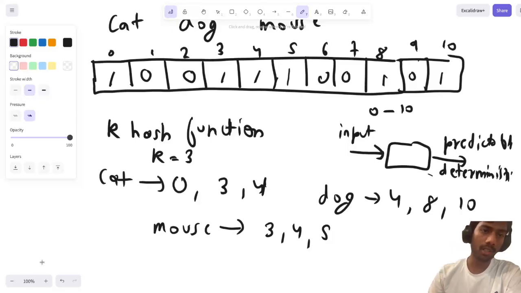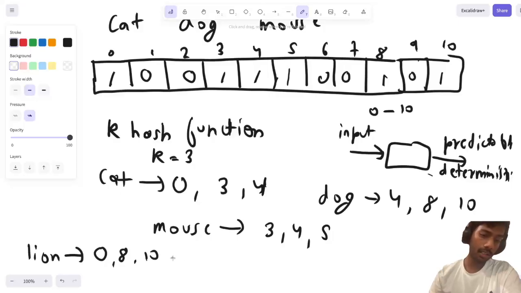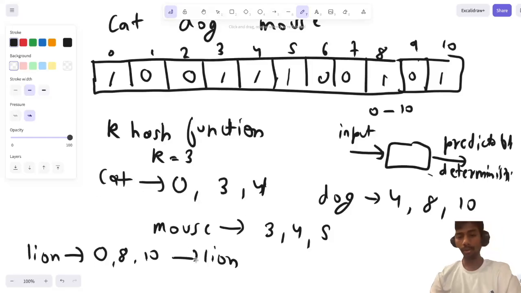And by now many of you might have noticed the problem. Let's say a line comes and that gets hashed to 0, 8 and 10. It will go and check: 0 taken, 8 already taken, 10 already taken, and then it will say, yeah, line already exists. But we know that in this Bloom filter array only cat, dog and mouse exist. So that's why it's called a probabilistic data structure.